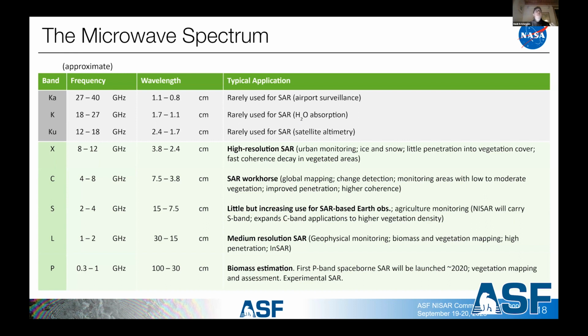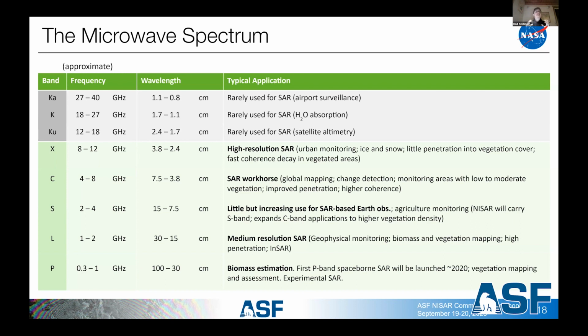But the band that you use really depends first on your application and which one is most suited to your application, but also the availability of the data. We have C-band data easily accessible from Sentinel-1. And so even in cases where it may not be ideal, it's there and it's free. So often we make use of that instead, even if an L-band sensor would be more useful. So it's a combination of what you need for your analysis and then also what's available.